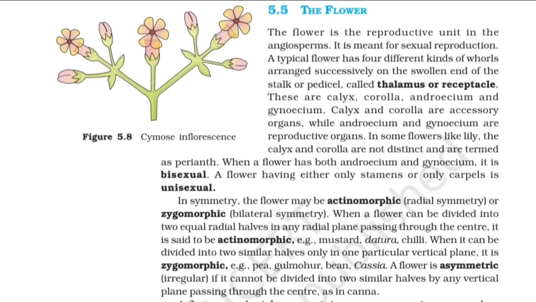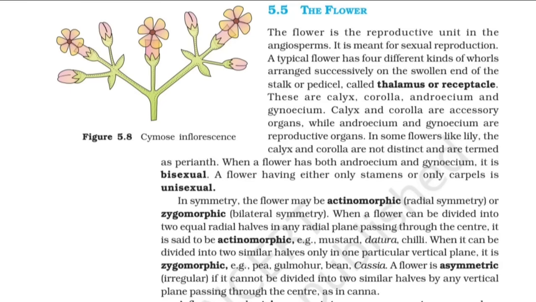When a flower has both androecium and gynoecium, it is bisexual. A flower having either only stamens or only carpels is unisexual. In symmetry, the flower may be actinomorphic, radial symmetry, or zygomorphic, bilateral symmetry. When a flower can be divided into 2 equal radial halves in any radial plane passing through the center, it is said to be actinomorphic. For example, mustard, datura, chili.